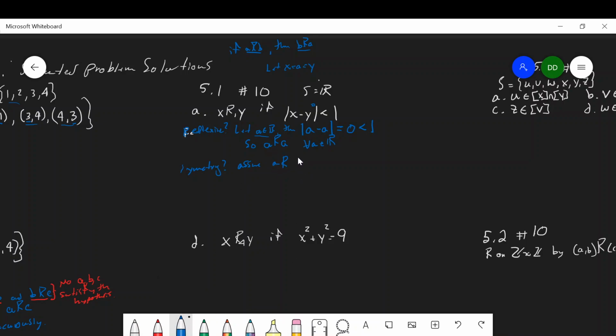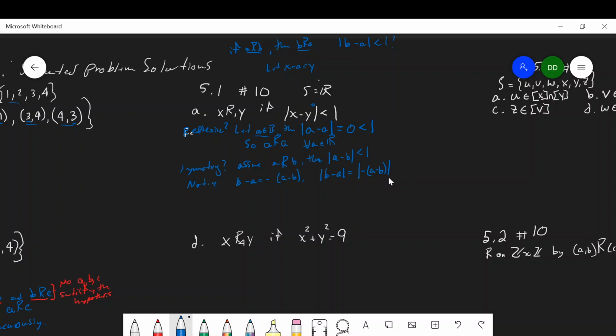So assume A is related to B for these two real numbers A and B. What does that tell us? Well, that tells us that the absolute value of A minus B is less than 1. Okay, so is B minus A then less than 1? Well, yeah. Notice that B minus A is the same thing as the negative of A minus B. And so if I put absolute values around everything here, these should be equal. So the absolute value of B minus A is the same thing as the absolute value of negative A minus B.